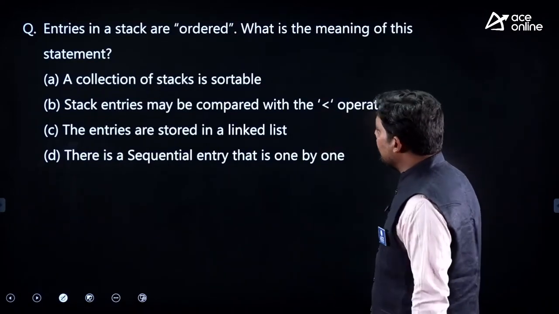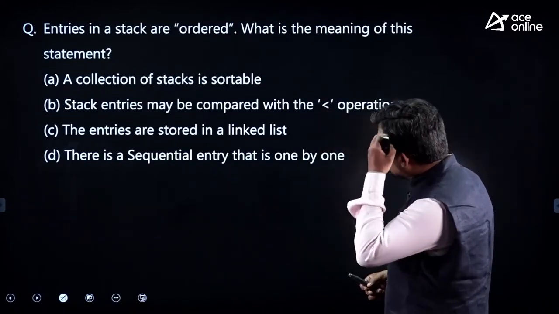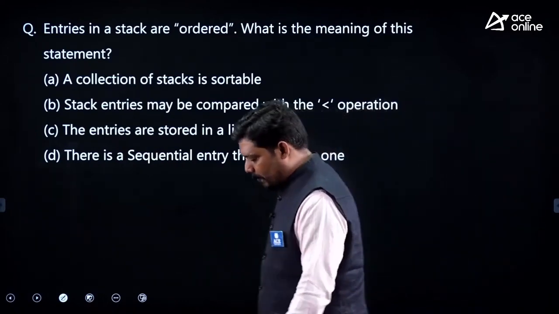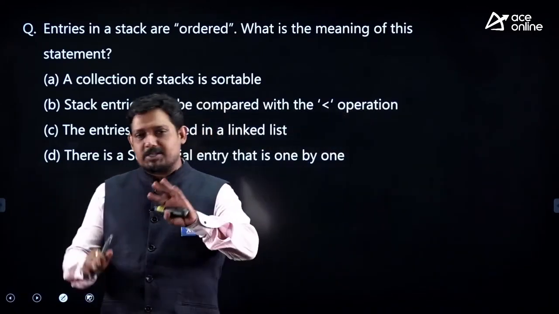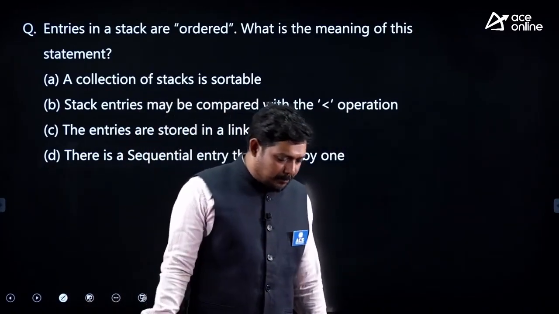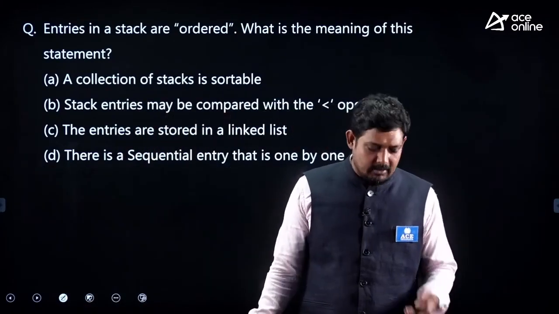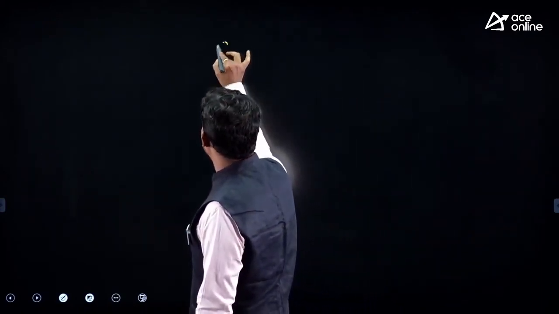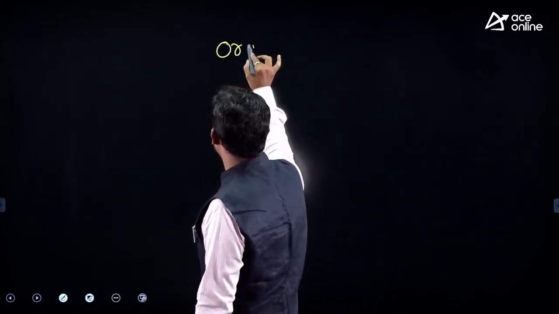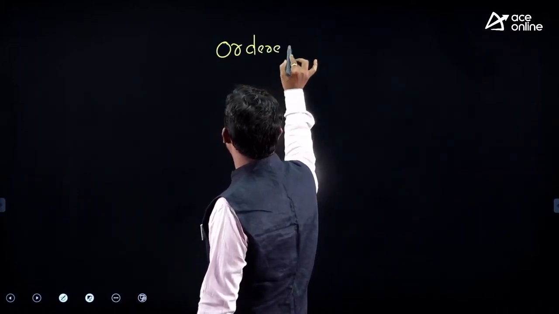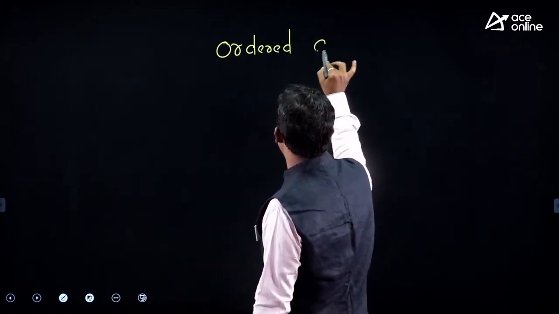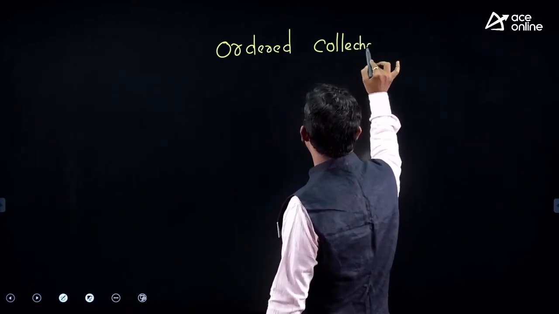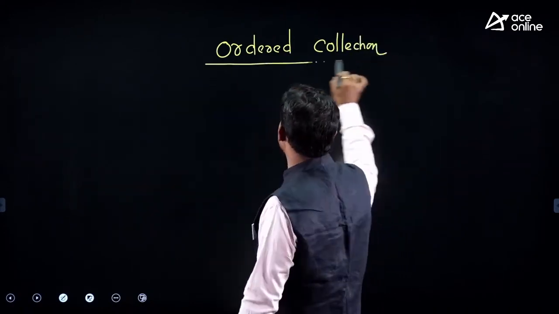This is different. Ordered stack: entries in the stack are ordered. What is the meaning of this statement? This is not related with a property of the stack. What is the meaning of ordered? Ordered collection. What is an ordered collection? This term is used many times.